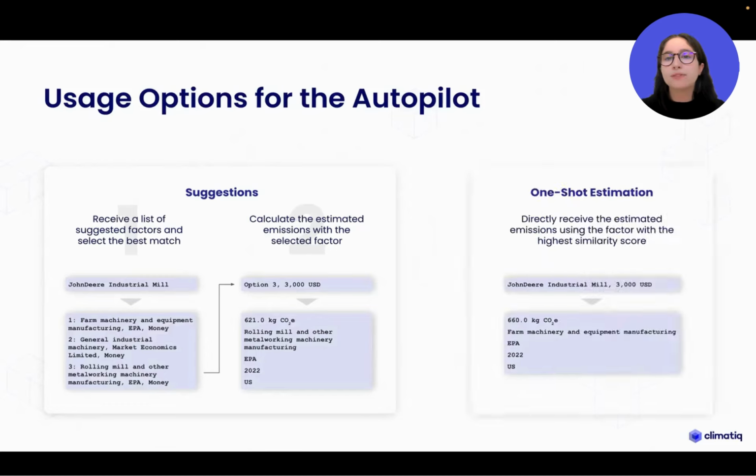Alternatively, if you want to simplify your Autopilot usage to just one step, you can use a one-shot estimation. For one shot, Autopilot will match, select, and calculate the results in one go. There's no need for you to select a fitting factor. One shot will automatically perform the calculation using the factor with the highest confidence label.